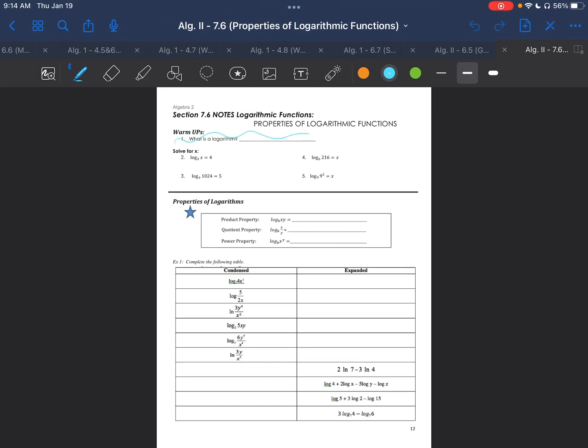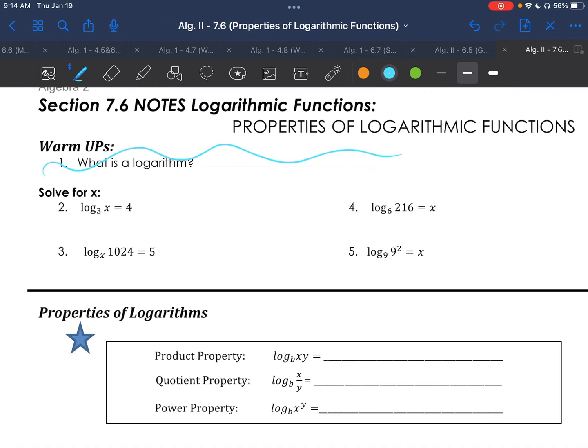We're going to skip that first warm-up and go on to the second one. Log base 3 of x is equal to 4, and we're supposed to solve for x. So we're saying 3 to what power is x? So 3 to the 4th power is x. So we do the spiral and say, okay, 3 to the 4th power is x. And so, okay, 3 to the 4th, that's 81.